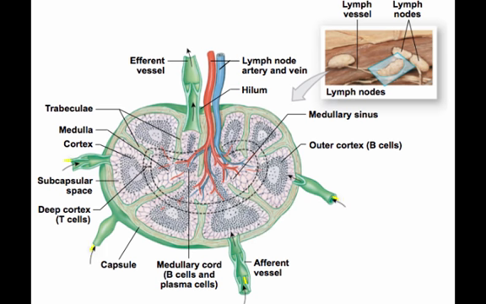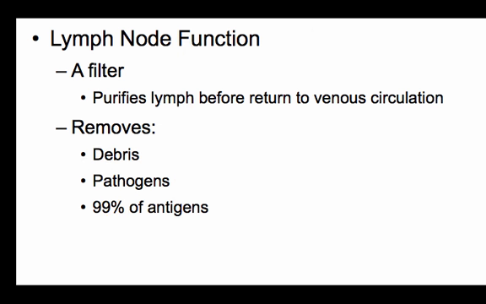Lymph flows in from the afferent vessels through a network of sinuses in the lymph node, traveling through the B cells of the outer cortex, the T cells in the deep cortex, through the B cells of the medulla, or core, and finally into the hilum and out through the efferent lymphatic vessel. The lymph node functions as a filter to purify the lymph before returning it to the venous circulation. The lymph nodes remove debris, pathogens, and 99% of antigens in the lymph.